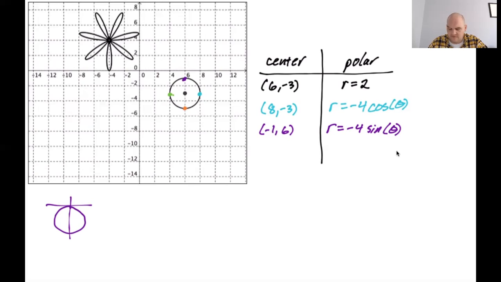So what if the center is 4, -3? I didn't even make my table big enough. So 4, -3, you're dealing with this. That is definitely not how that's drawn, though. It's drawn like this. So it's on the positive x-axis, diameter is 4. So it's going to be r equals 4 cosine theta.